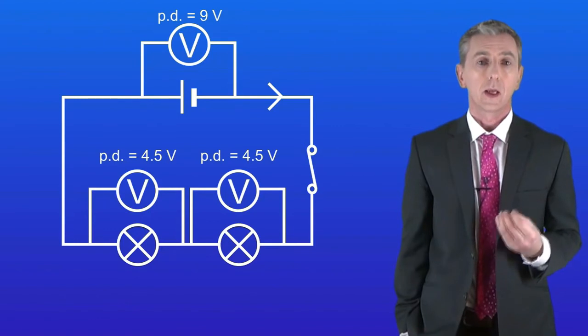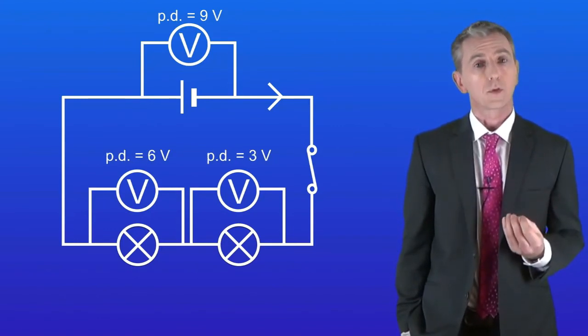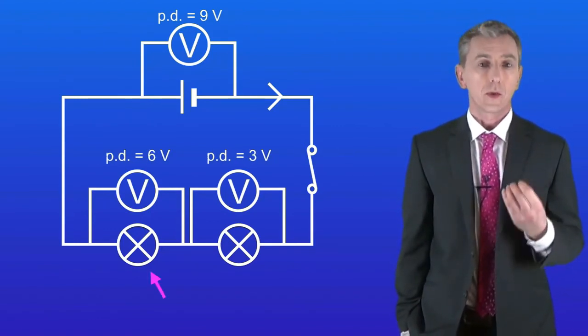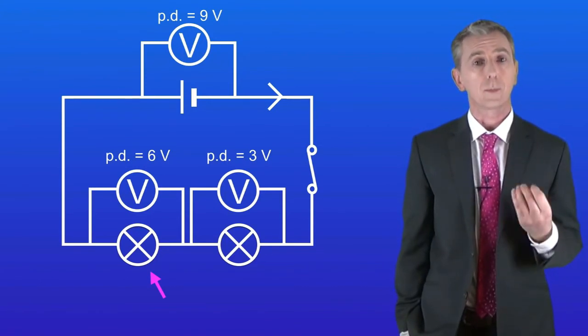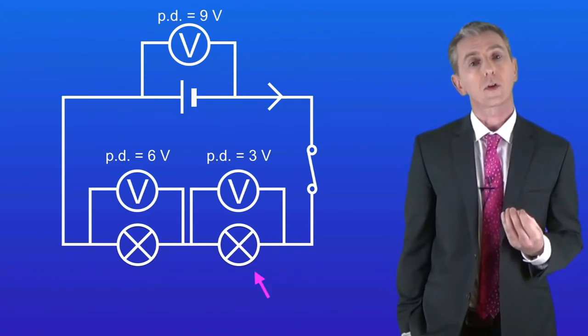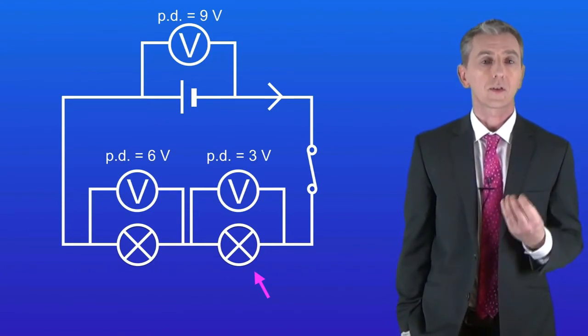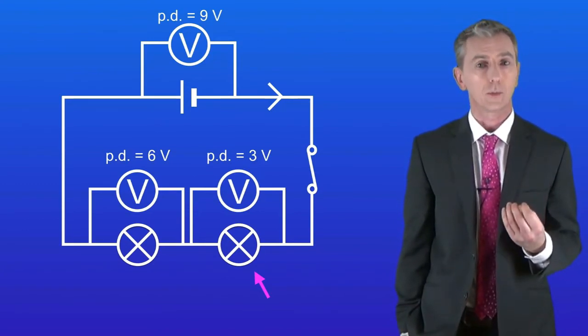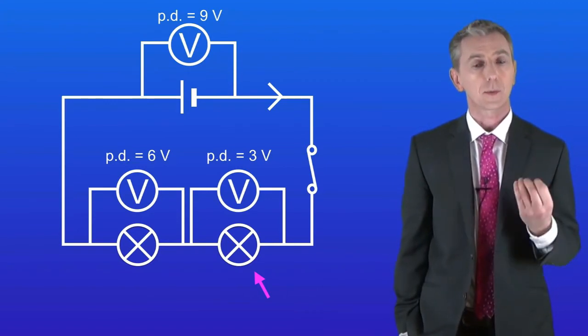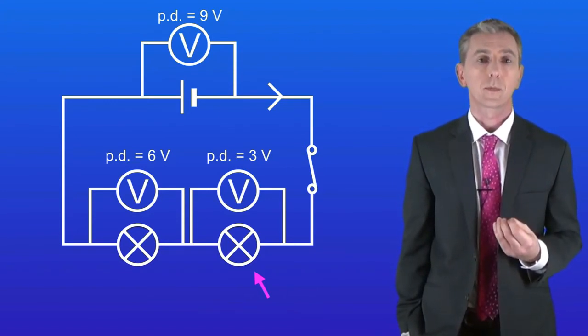but this doesn't have to be the case. This circuit has got two bulbs, but they're not identical. This bulb is using 6 volts of energy and will be bright. The other bulb is using 3 volts of energy and will be dimmer. But you'll notice that the total potential difference across the bulbs is always the same as the potential difference across the cell.